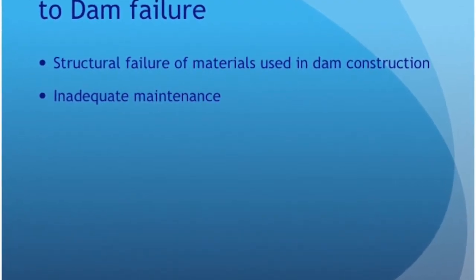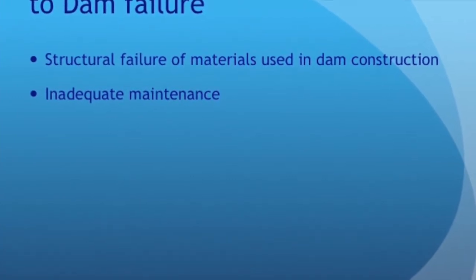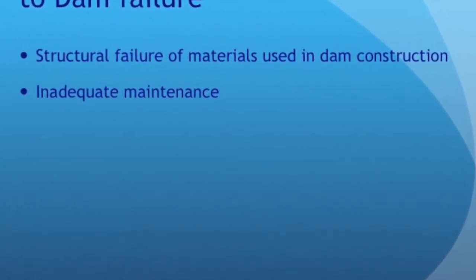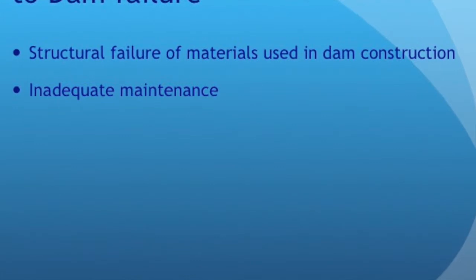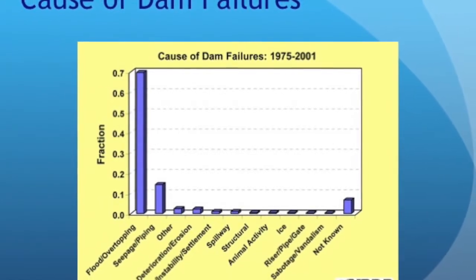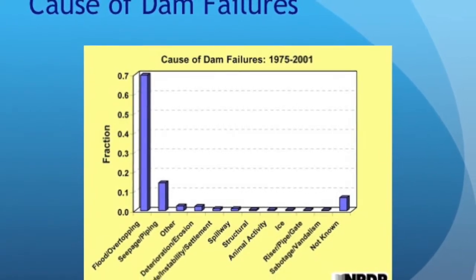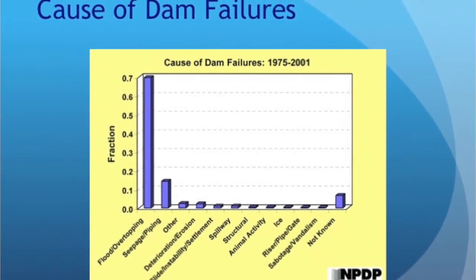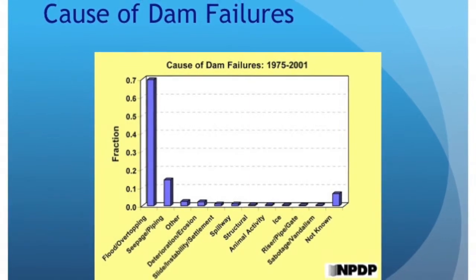Other factors that can contribute to dam failure: structural failure of materials used in dam construction and inadequate maintenance. This is a visual aid with a chart for causes of dam failures. As you can see, overtopping far and away is the most frequent.